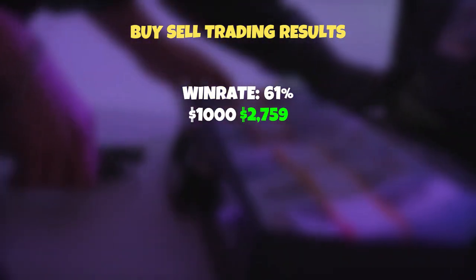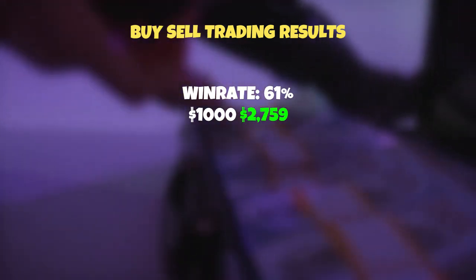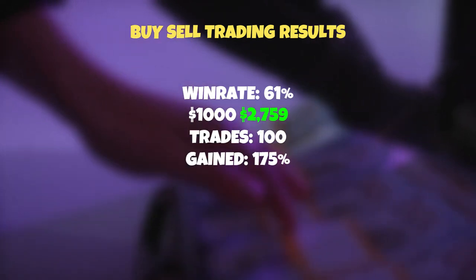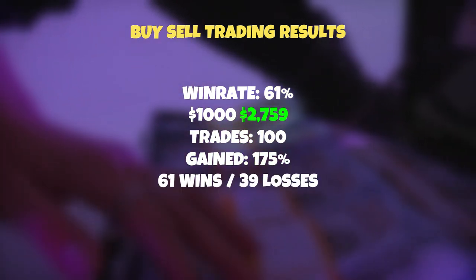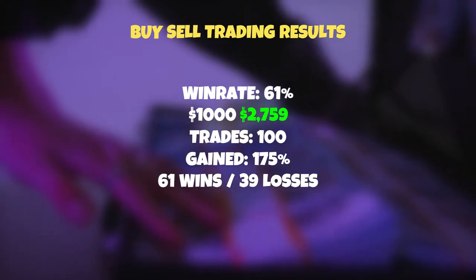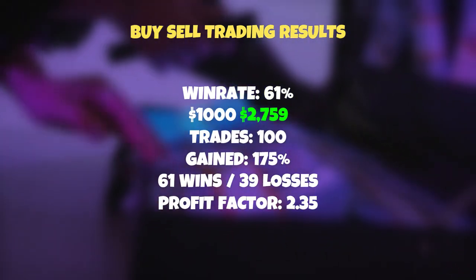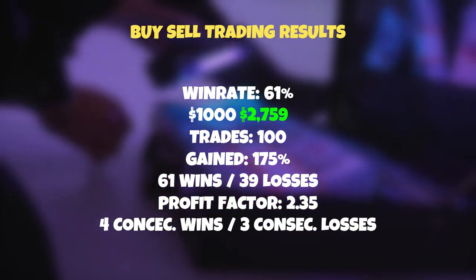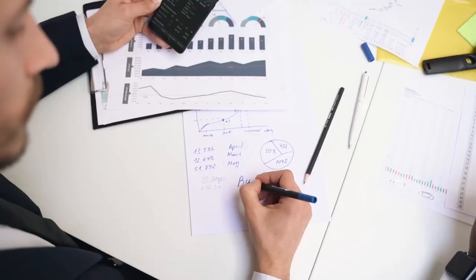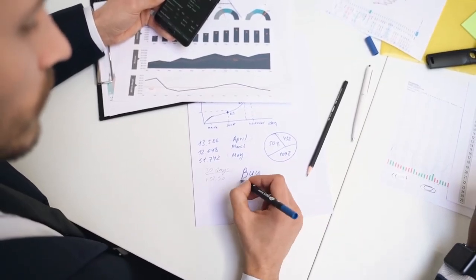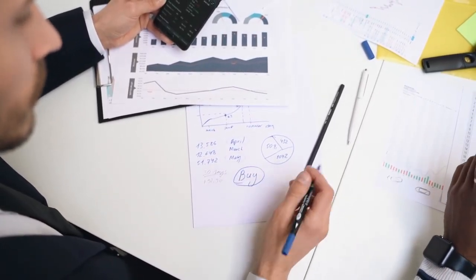Okay, so here are the results for this awesome strategy. Considering this is a scalping strategy, we had a very healthy win rate of 61%. And starting with an account balance of $1,000, we made $2,759 over 100 trades. This gained 175% on the account with 61 wins and only 39 losses. We had a healthy profit factor of 2.35 with 4 consecutive winning trades and only 3 consecutive losses. But overall, these are some awesome results with very steady gains in profit from start to finish on the account.